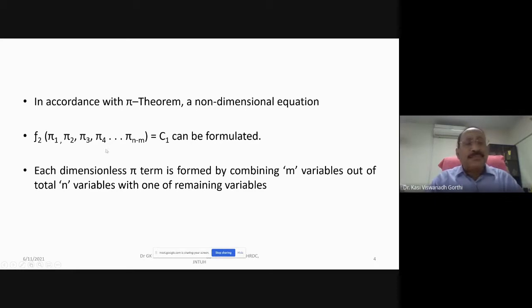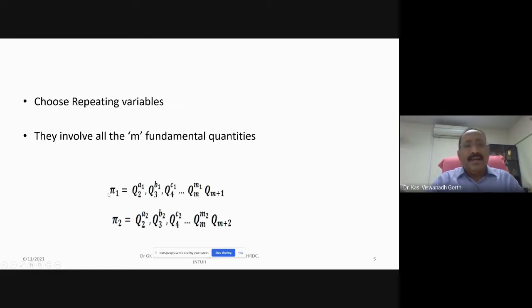Each dimensionless pi term is formed. So the next question is, how to form this pi1, pi2, pi3? How do we form these? These will be formed by combining m variables out of the total number of n variables with one of the remaining variables. So if you have up to m variables, then from m to n you have qm plus 1, qm plus 2, up to qn. So the pi terms will be formulated like this: pi1, pi2, pi3, and so on.